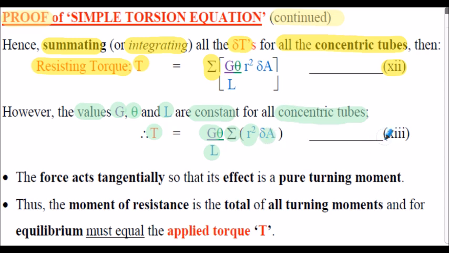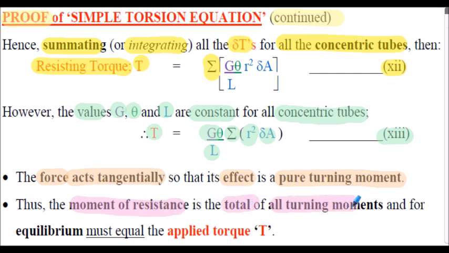Call that equation 13. So as we assume the force acts tangentially for each of the inner concentric tubes, then the effect of the force multiplied by the radius is a pure turning moment, a pure couple, or a pure torque. So the moment of resistance is the total of all the turning moments, and for equilibrium these must equal to the applied torque T.